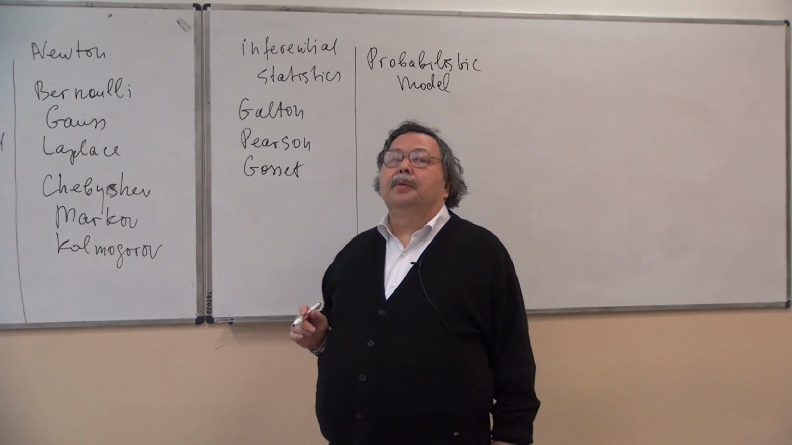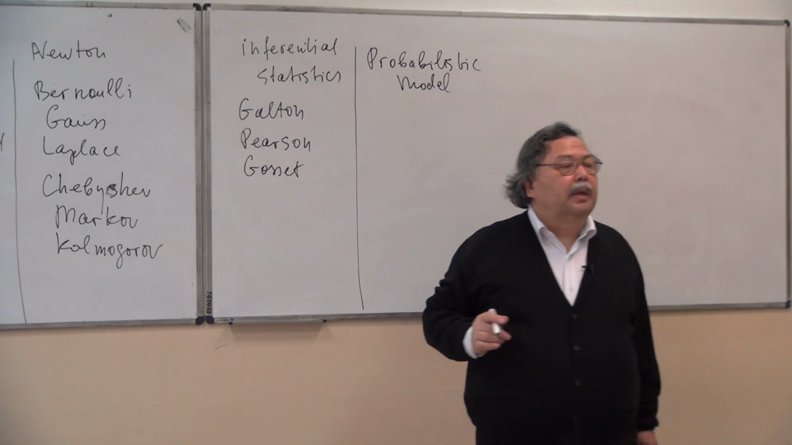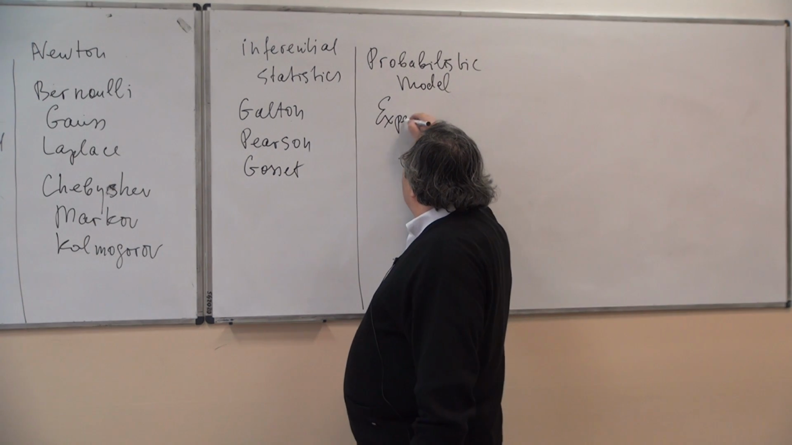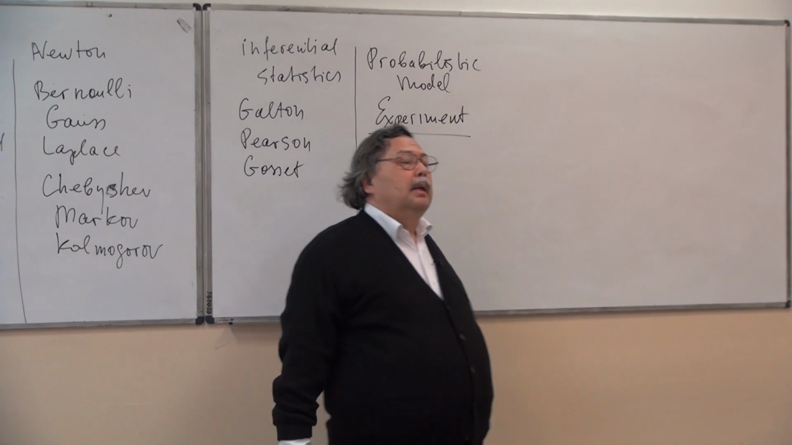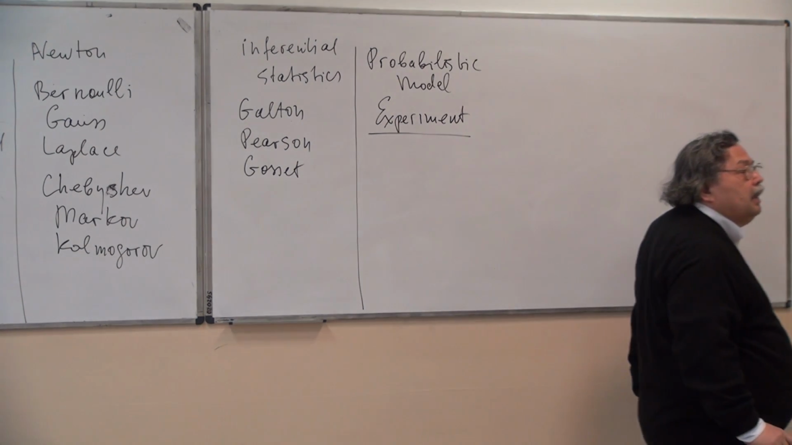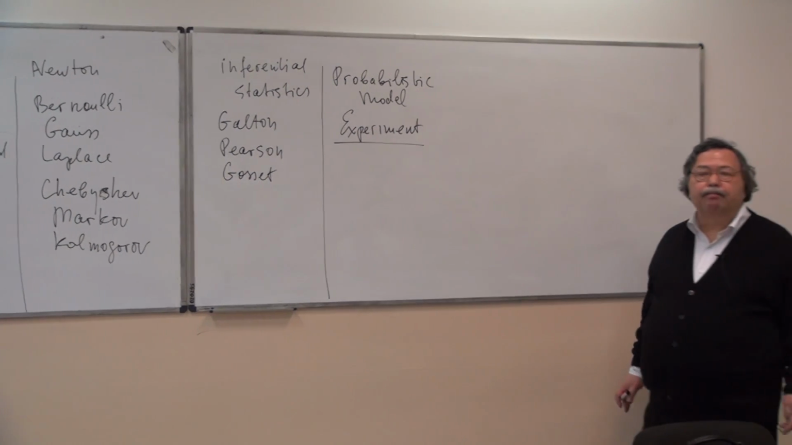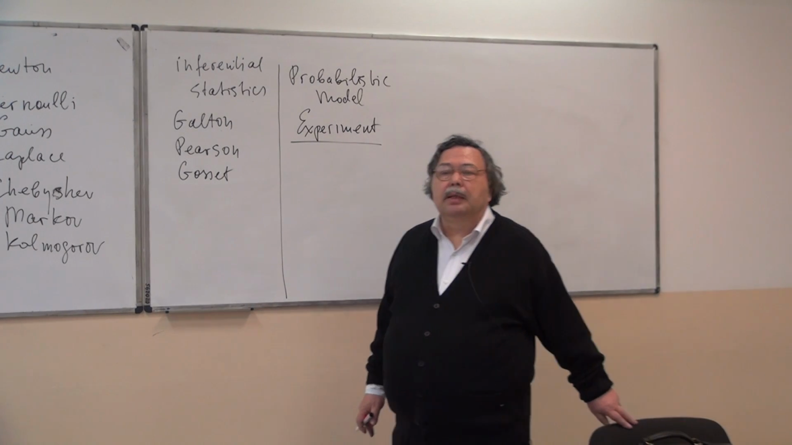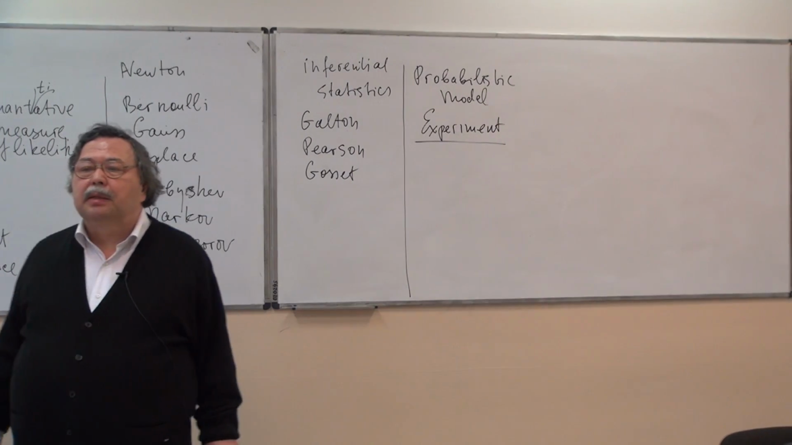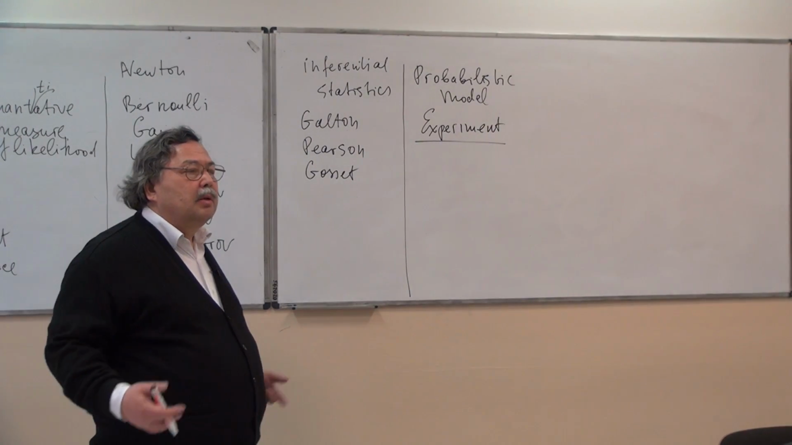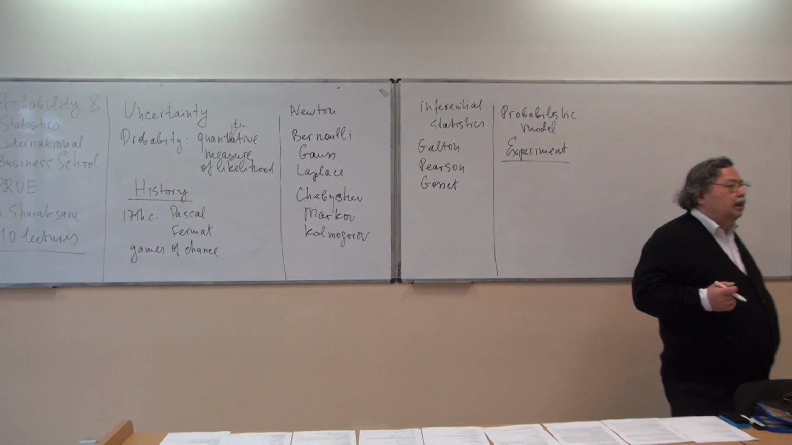Now, the first element of a probabilistic model is the definition of experiment. Experiment in probability theory doesn't mean the same as in physics or chemistry. In probability theory, experiment is a very broad concept. It is any process or activity that is subject to uncertainty, that has an uncertain result.